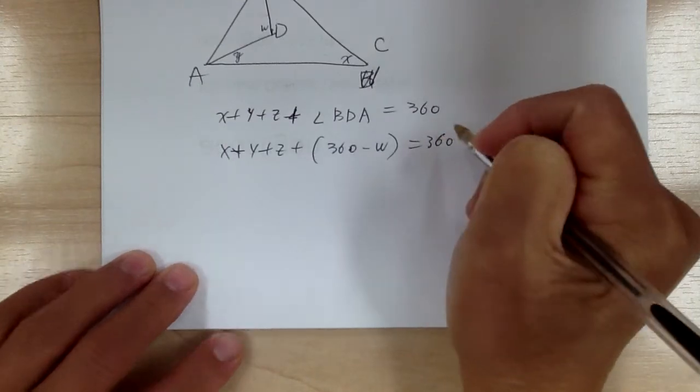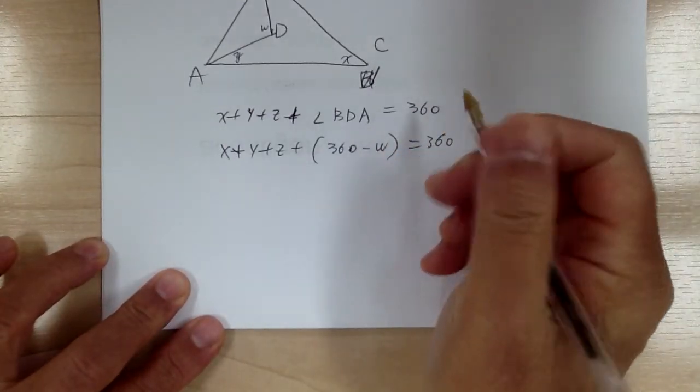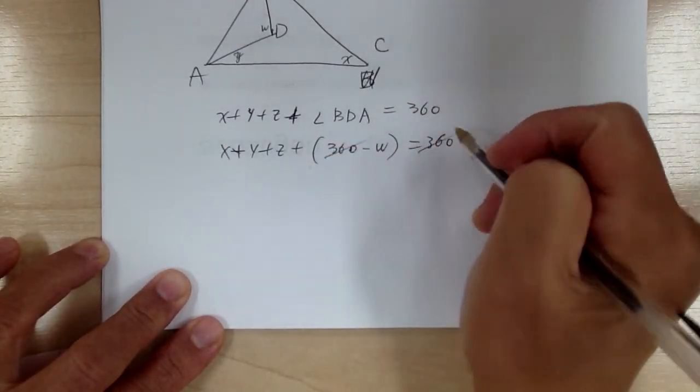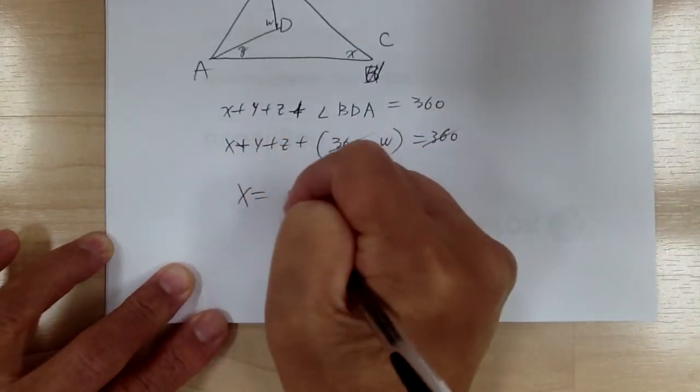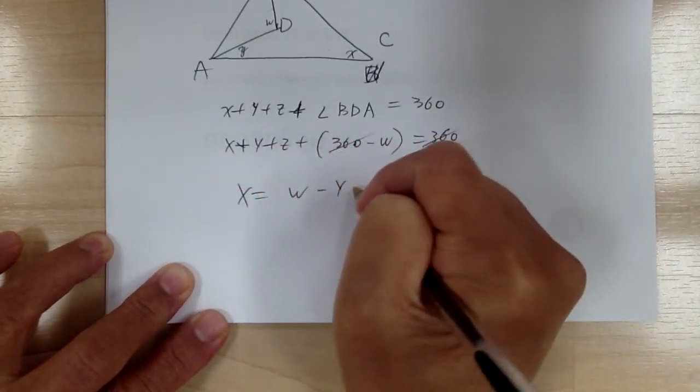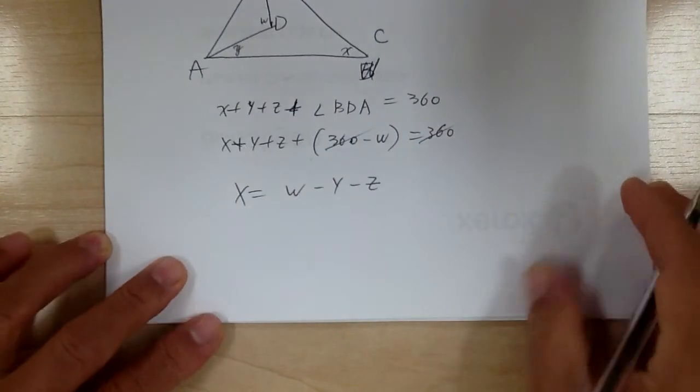Okay. And so this will cancel out and you move things over. So X will equal to W minus Y minus Z. Okay, and that's it.